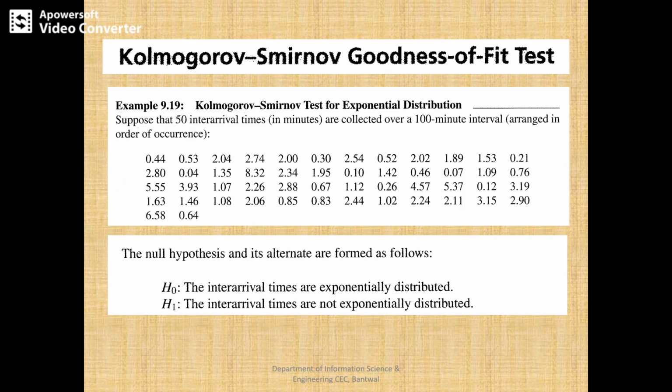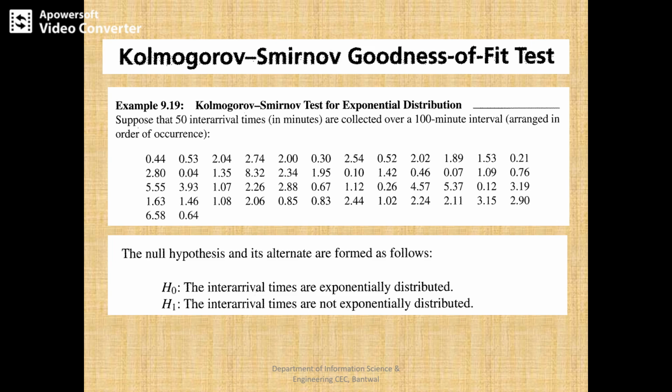Okay, next we will discuss the Kolmogorov-Smirnov goodness of fit test. This test can be used especially in the case of 100 or a large number of data points. Suppose that 50 inter-arrival times in a minute are collected over a 100-minute interval, arranged in the order of occurrence. That could be taken in terms of the KS test.